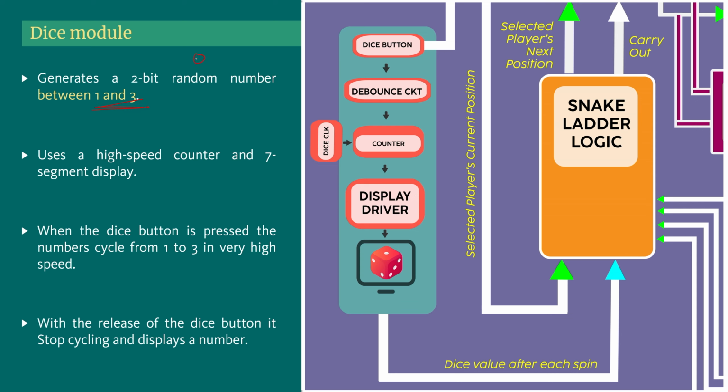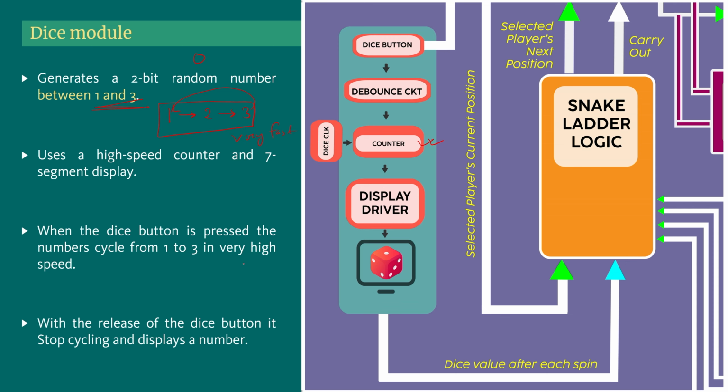So you need to skip the value 0, obviously. How does it do that, right? Whenever you press the dice button, try to listen to this carefully. There is a counter, and this counter cycles from number 1 to 2 to 3, but this cycle is very fast. Again, it goes back to 1, again 2, 3. It cycles between these numbers very fast.